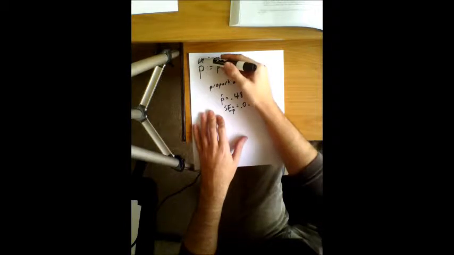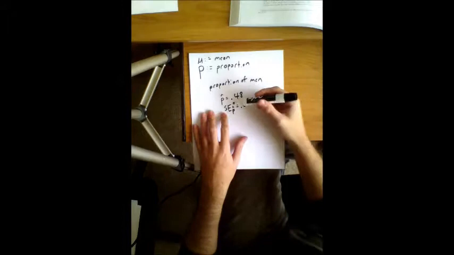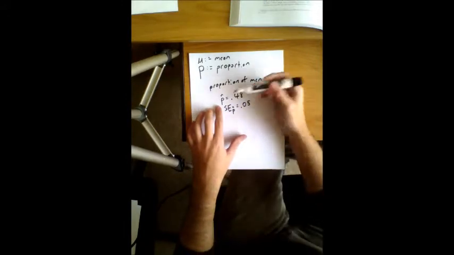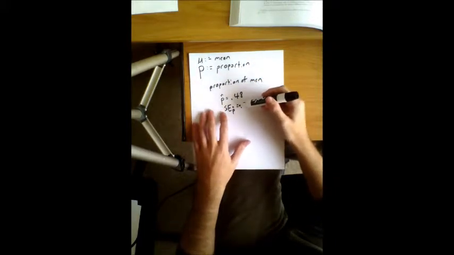The point estimate for mu was x bar. The point estimate for p is p hat. So we're not going to go into how to find the standard error yet, but we're just told that the proportion of men is 0.48, and it has a standard error of 0.05.